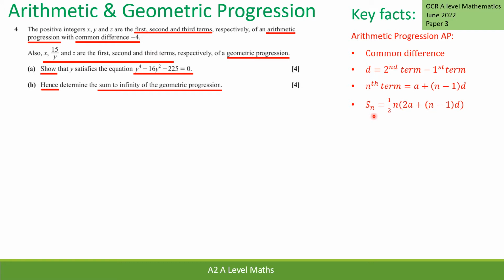Sn, the sum of n terms, is a half of n, 2 times a, where a is the first term, plus (n minus 1), where n is the term number, take away 1, times by your common difference again. This is in your formula book. This is also written as Sn equals a half n (a plus l), where l is the last term.